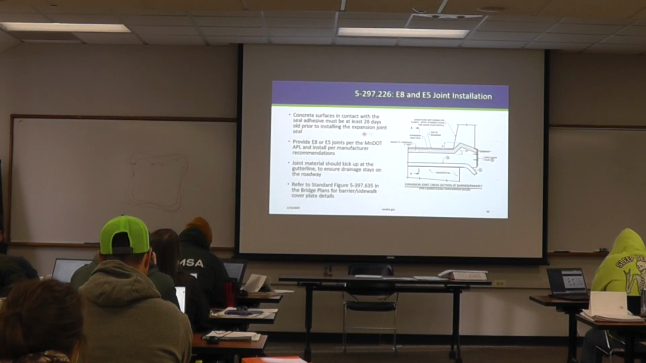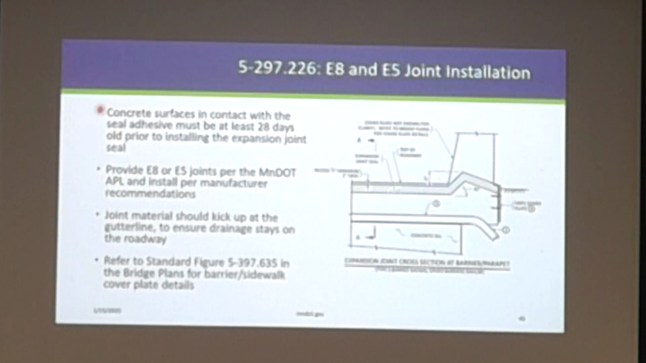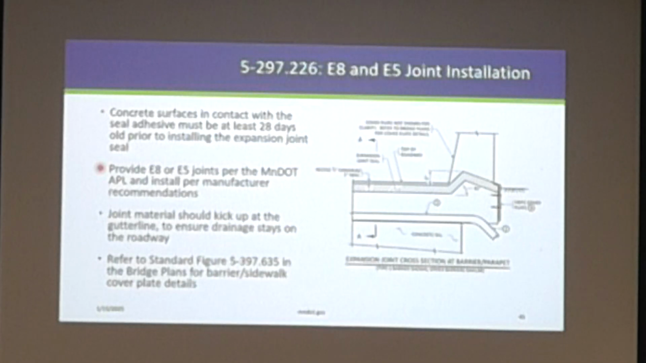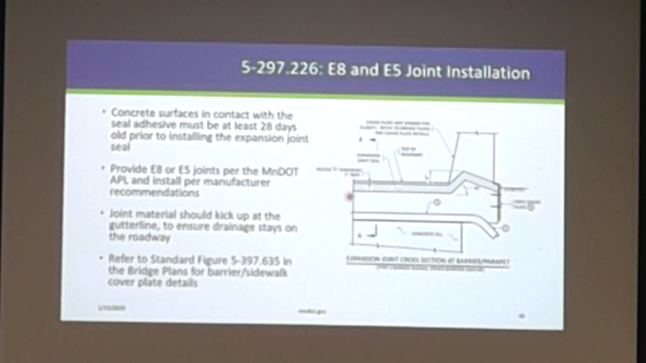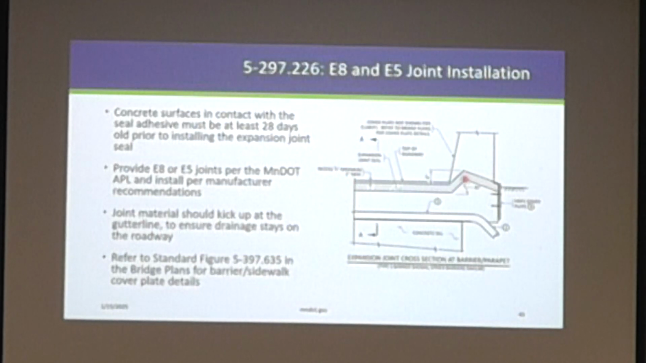Okay, so for E8 and E5 joint installation, the concrete surfaces in contact with the seal adhesive must be at least 28 days old prior to installing the expansion joint seal. Make sure you're providing the E8 or E5 joints per the MnDOT APL and per the manufacturer recommendations. I'm showing here an elevation or section view, where the joint material at your gutter line should kick up a bit and then come back down.